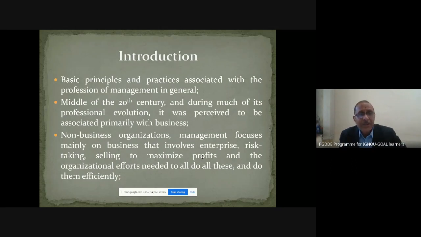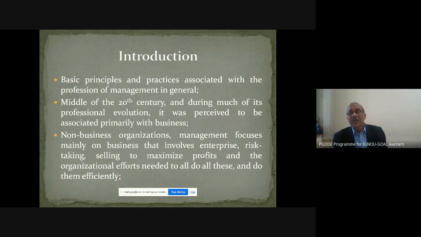Let us look at the introduction. I said that in the previous unit, we talked about the management principles in general: planning, controlling, motivating, leading, organizing, structuring. All those things are the management principles. And then we'll talk about how those principles are applicable to the educational systems.